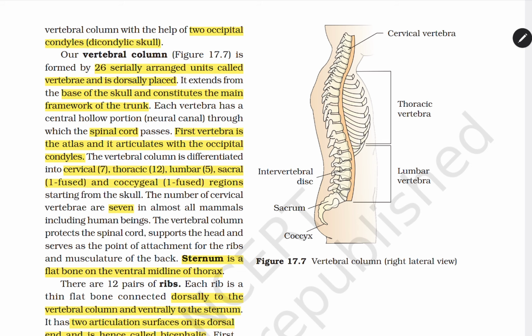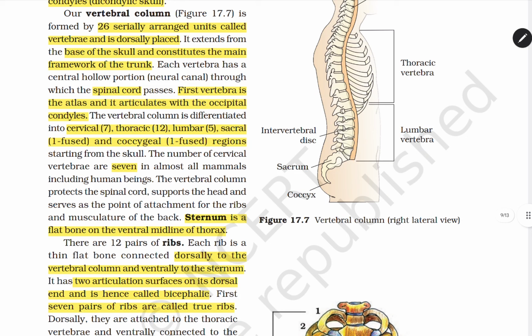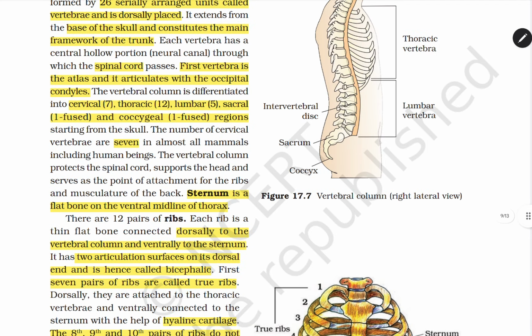The vertebral column is differentiated into cervical, 7 in number, thoracic, 12 in number, lumbar, 5 in number, and sacral, 1 fused, and coccygeal, 1 fused, regions starting from the skull. Mostly all the mammals have cervical vertebrae, 7 in number.